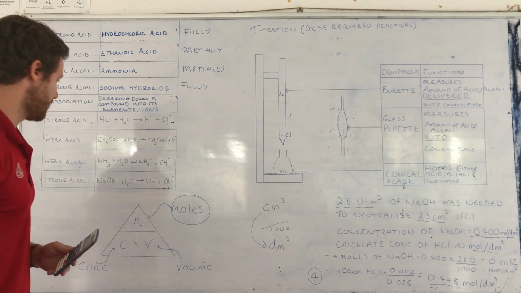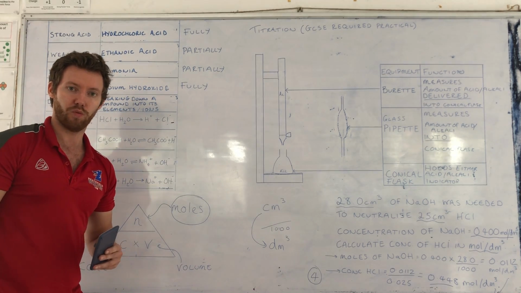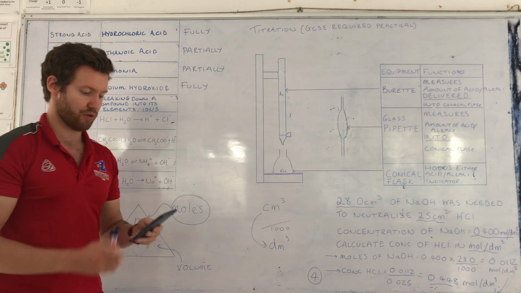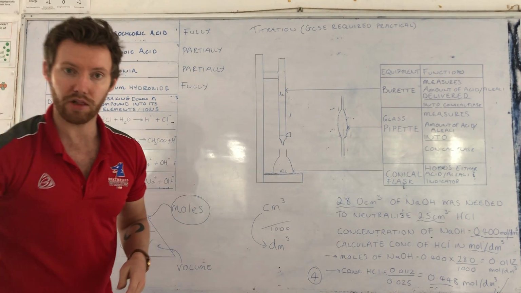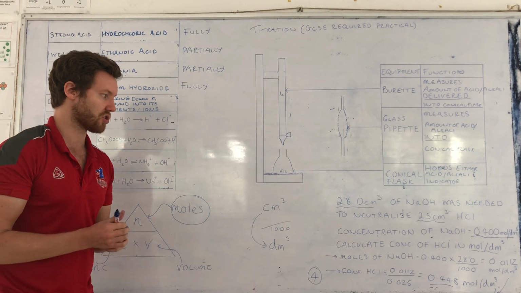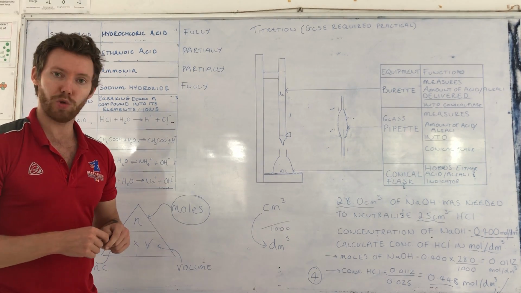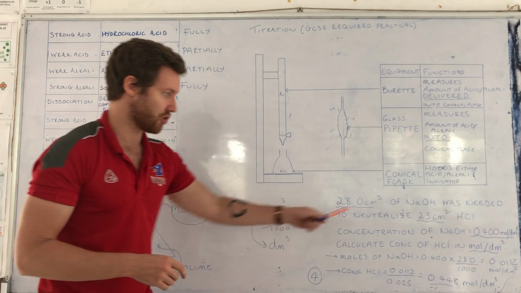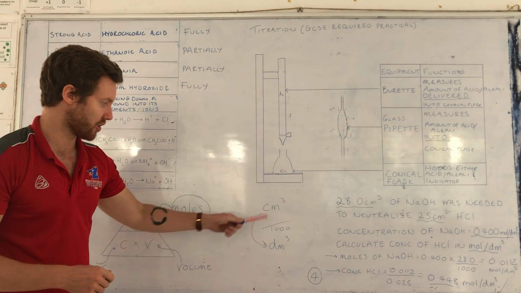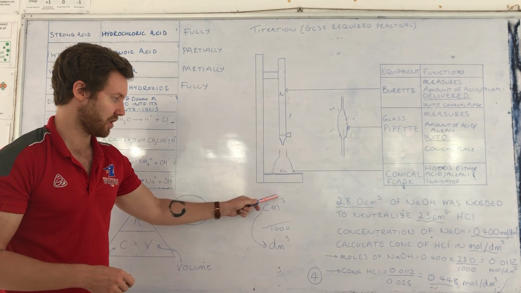Nice and simple. Okay guys, thank you for watching. GCSE required practical along with a calculation template that will allow you to use this template to answer any question they're going to ask you. Always remember to convert into your decimeter cubed. Conversion divided by 1,000. We are in our volumes.